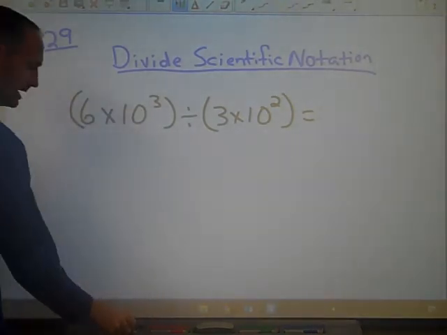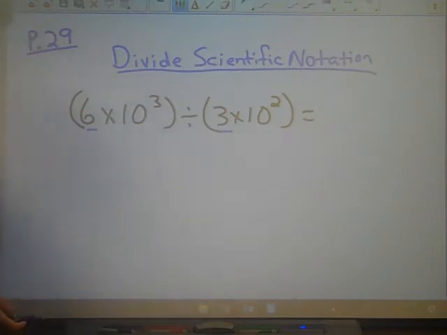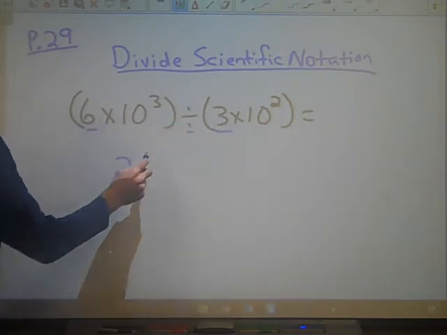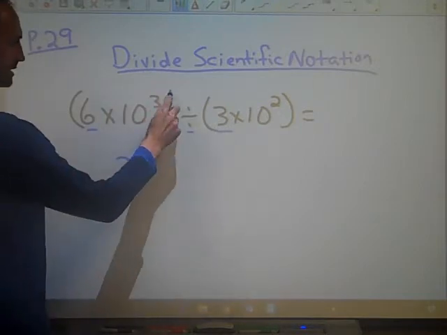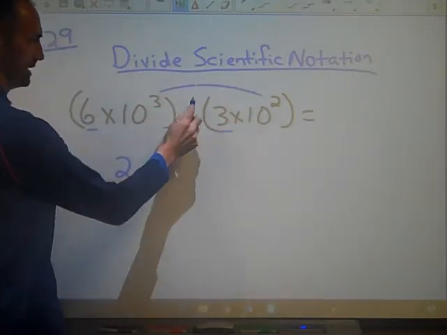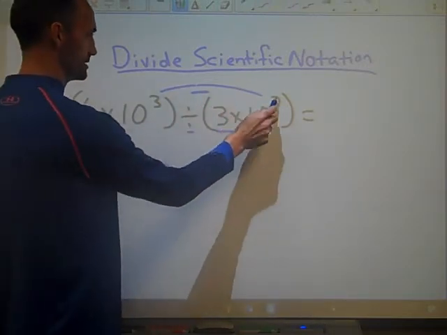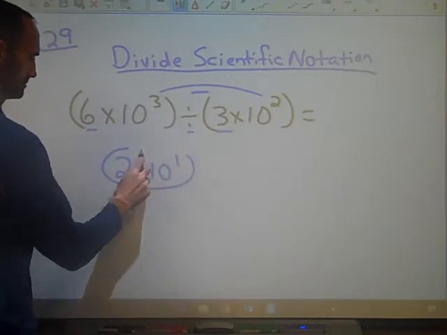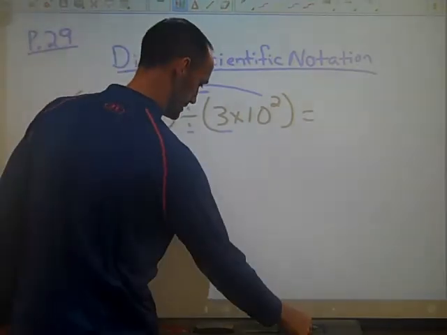So again, we look at our first numbers here. We have 6 divided by 3. 6 divided by 3 is 2. Times 10 to the, and again with our exponents, when we divide, we actually subtract them. So 3 minus 2 is 1. Okay? So let's see how this works like that.